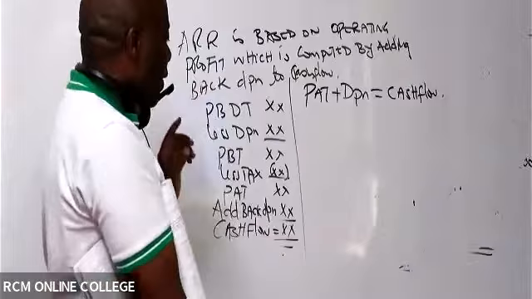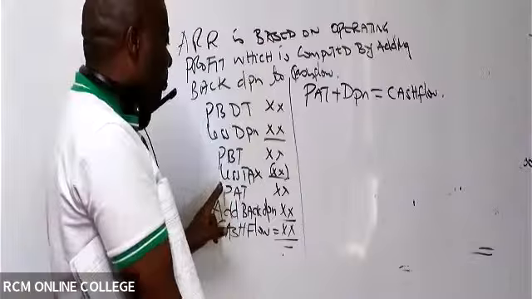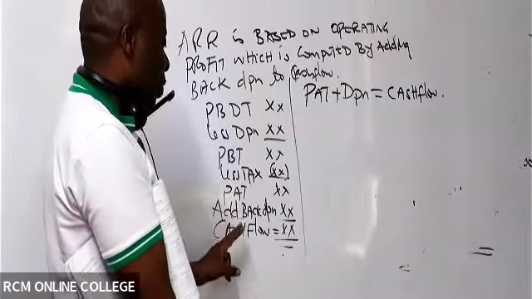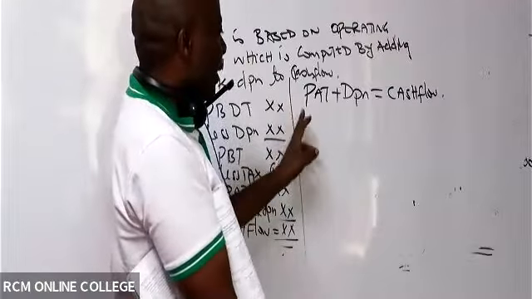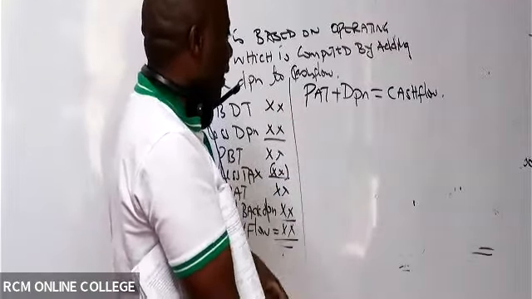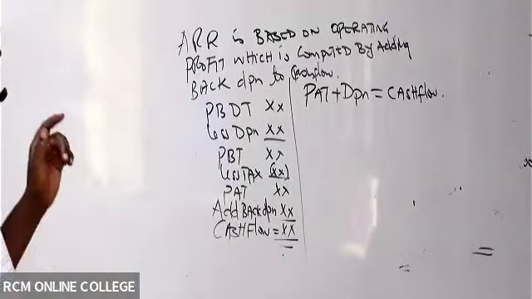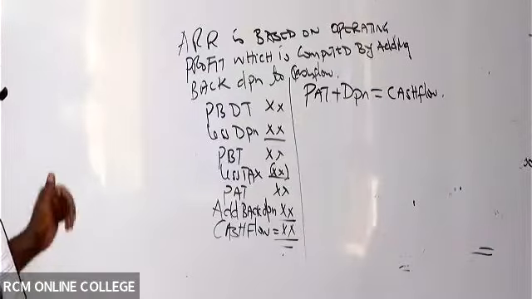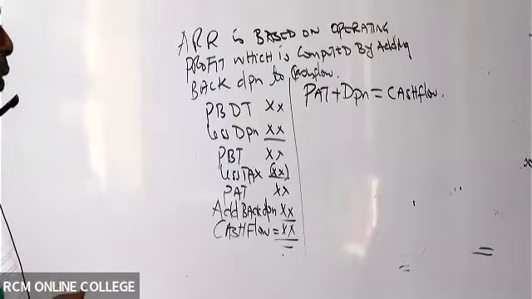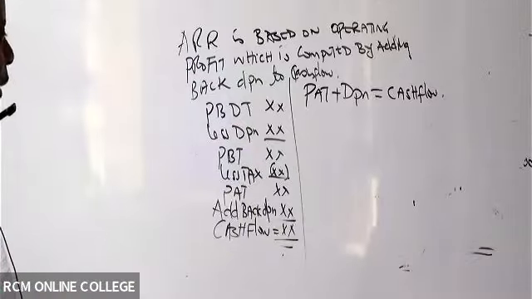You see, from this equation, once you get PAT, you always add back depreciation to get cash flow. The PAT, the profit after tax, plus in this case the depreciation is how we are able to get our cash flow. So if you would want to get profits, what are you supposed to do?